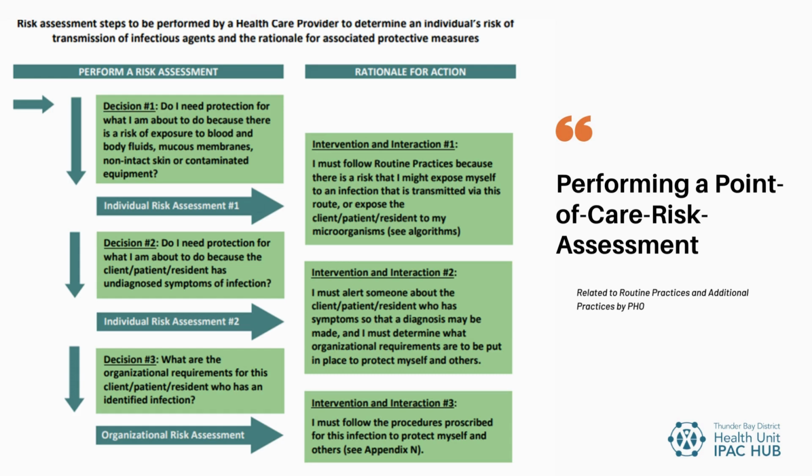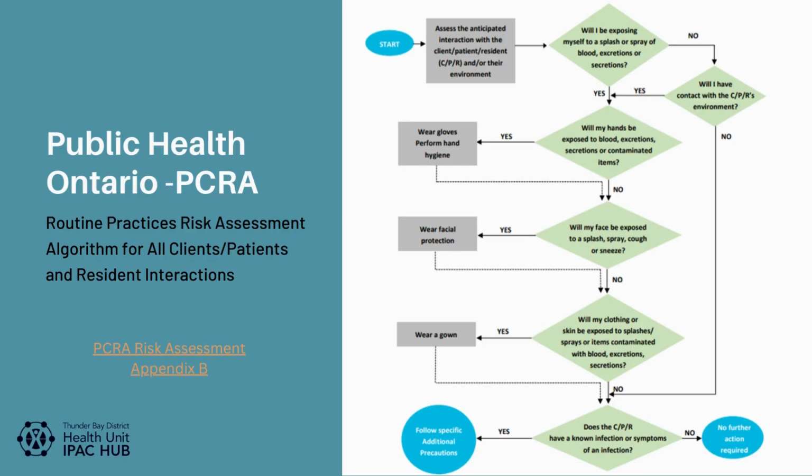This first one is from Appendix B of the PIDAC Best Practices document we spoke to at the beginning of the module. So these flowcharts utilize the three main ideas that we've been looking through throughout this module: the task, the client, and the environment. The second flowchart we want to show you is from the Routine Practices Risk Assessment Algorithm from the Appendix B. This also can be utilized for any client interactions and has a focus on PPE control. Both flowcharts are excellent tools that should be utilized.